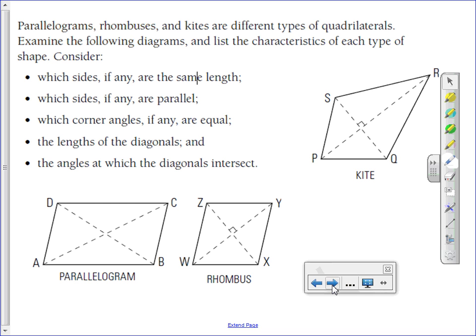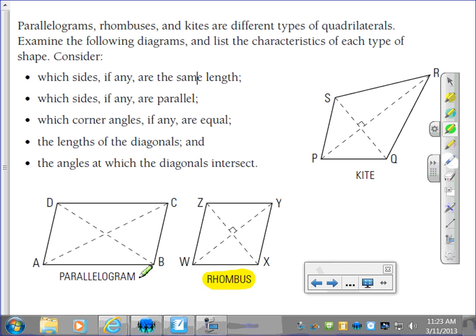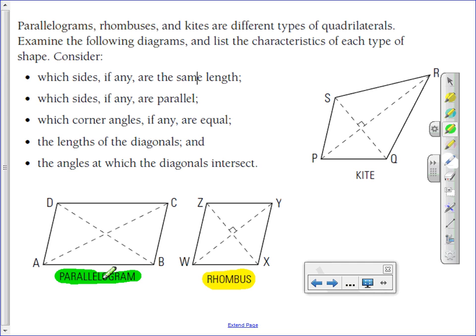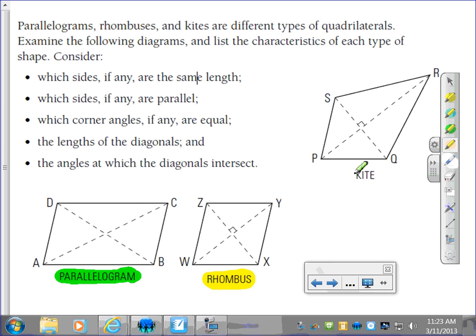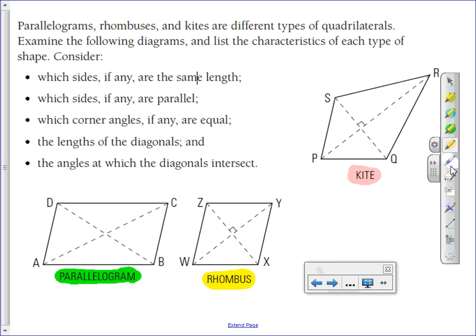The other types of quadrilaterals that you're going to see are a rhombus. A rhombus is a quadrilateral that has all four sides the same, but they don't meet at 90-degree corners, so it's like a parallelogram with all four sides the same, whereas a parallelogram is a shape with opposite sides equal and opposite sides parallel.